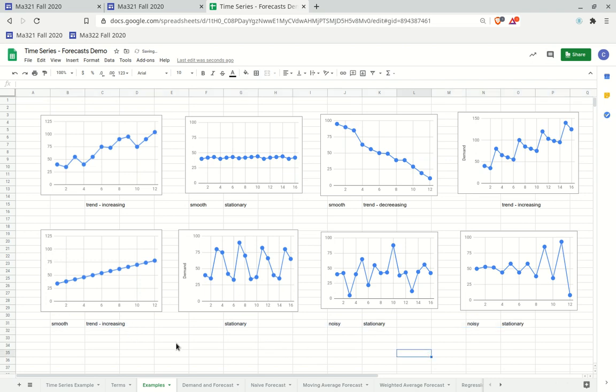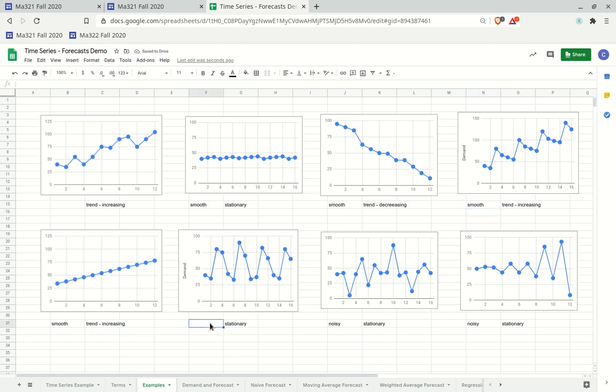Okay, let's see, what else do we have? This one, it's not as regular as this one. This one has some regularity to it. It's the same shape each time, even though it has trend going uphill. It's very regular in its pattern, right? So I'm going to call this one smooth.